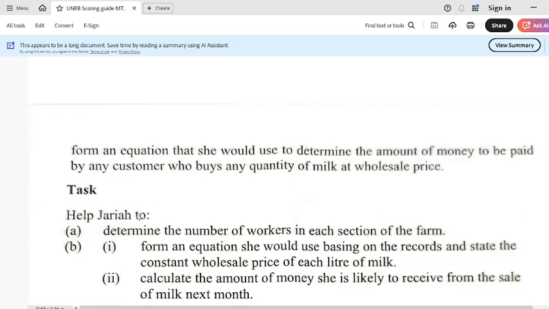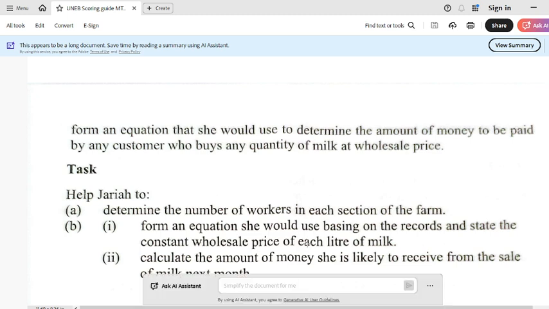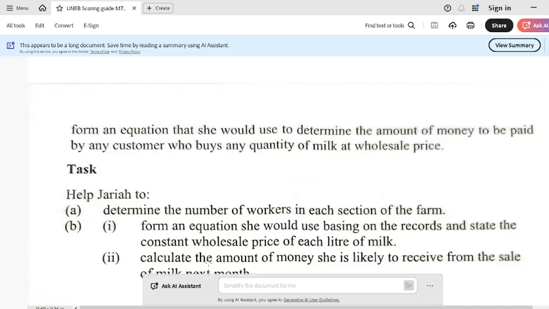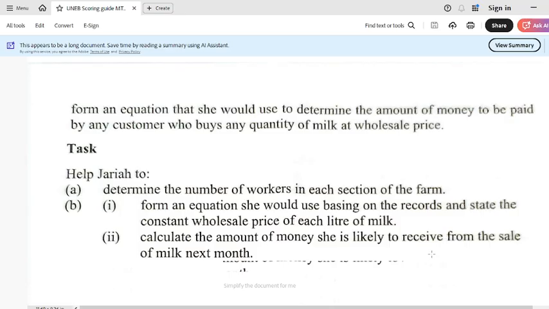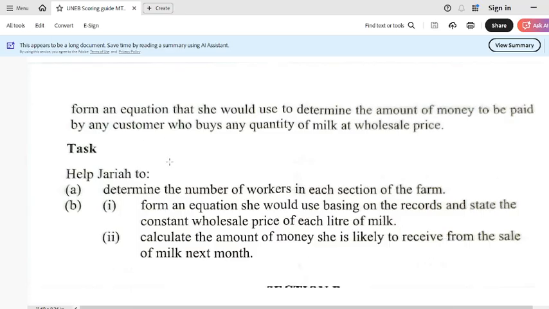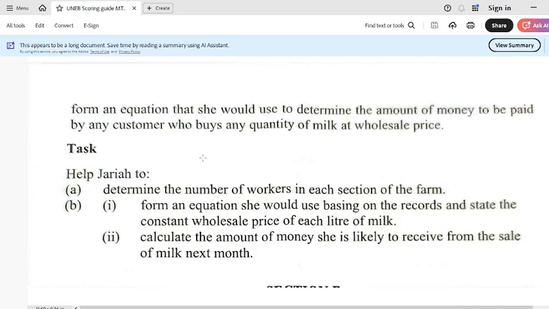The task: help Jaria to, part A, determine the number of workers in each section of the farm. Form an equation that she would use based on the records and state the constant wholesale price of each liter of milk. Then calculate the amount of money she is likely to receive from the sale of milk next month. Now, most of the time with item number 2, I will advise you to read through the task.